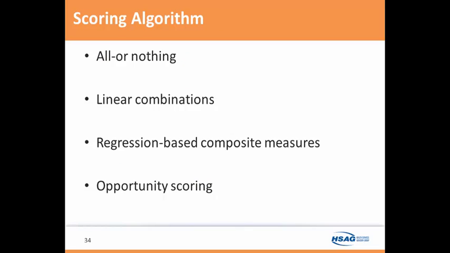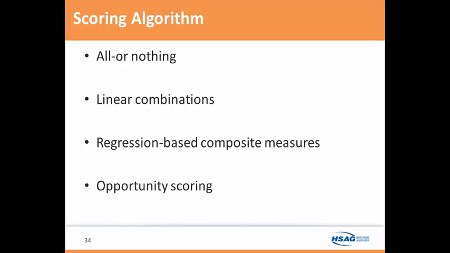Also, part of the measure specification process is defining the scoring algorithm. The scoring algorithm is applied to the data elements to compute the measure score. Let's take a look at some of the types of scoring algorithms. There are all or none measures. Let's take the patient as the unit of analysis, for example.